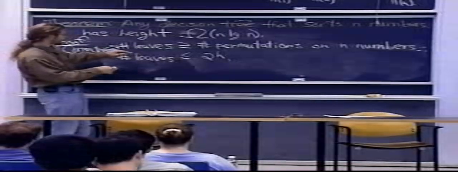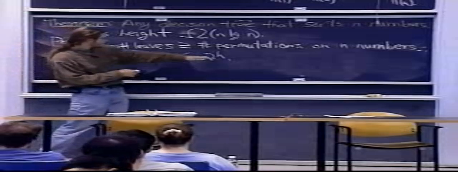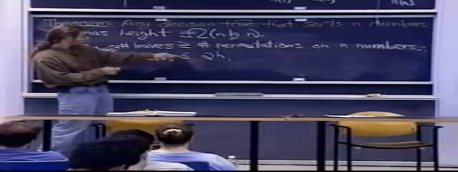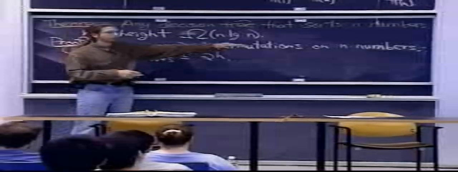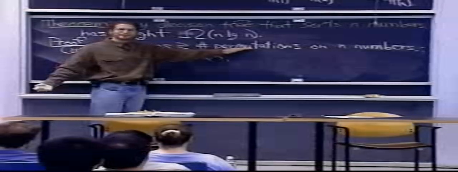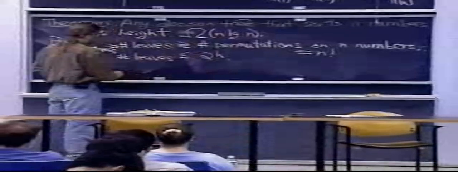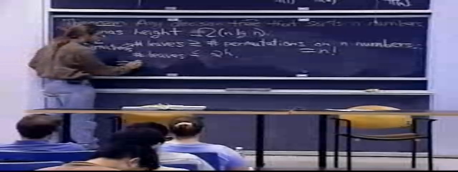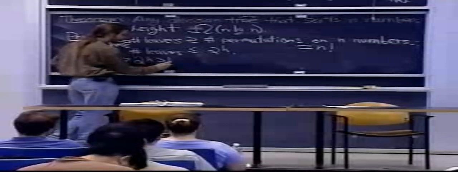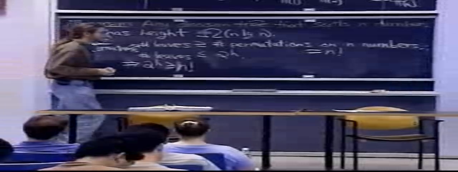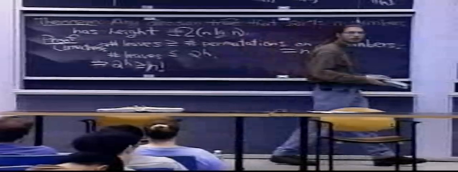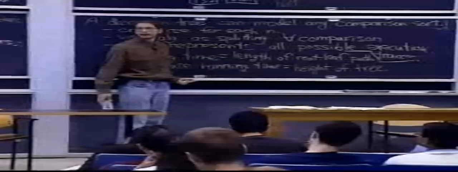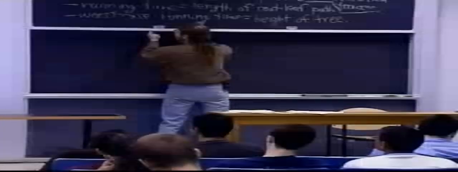So if you look at it with your head on backwards, then 2 to the h is greater than or equal to the number of permutations on n numbers. What's the number of permutations on n numbers? N factorial. So that means that 2 to the h is greater than or equal to n factorial. So now we want to solve for h. What should we do? Take log base 2 of both sides, yeah, right.